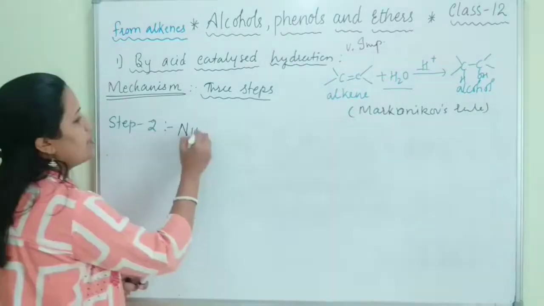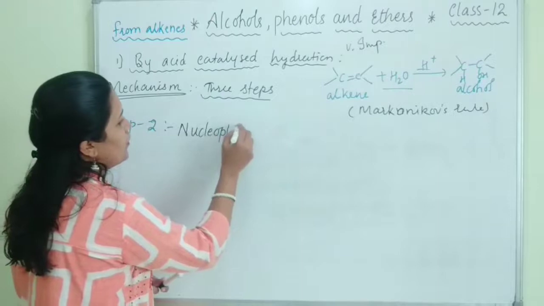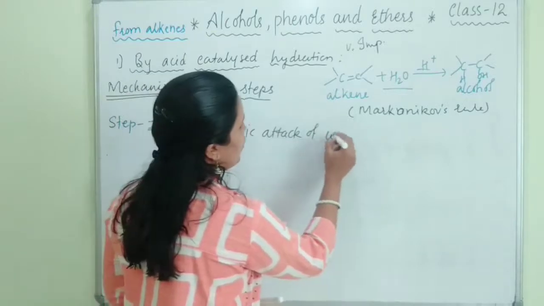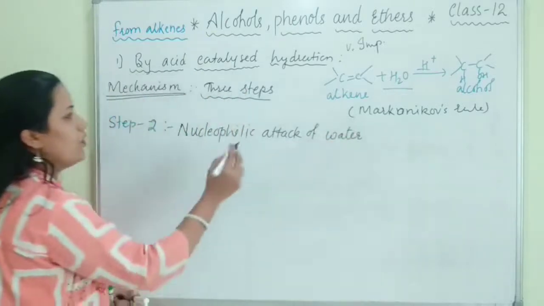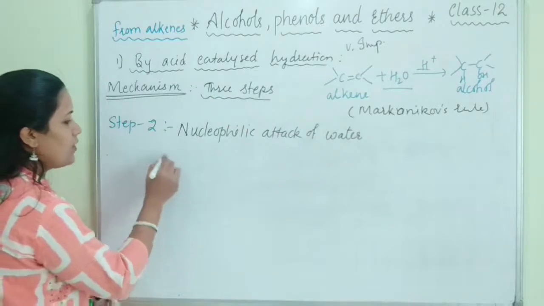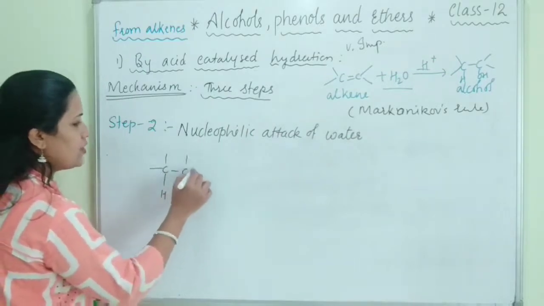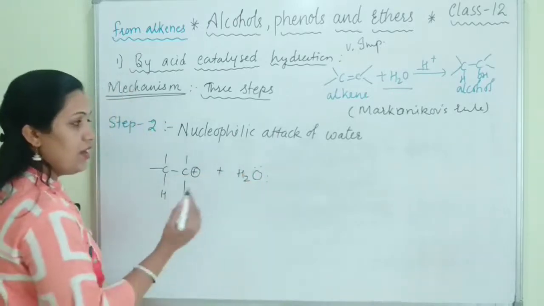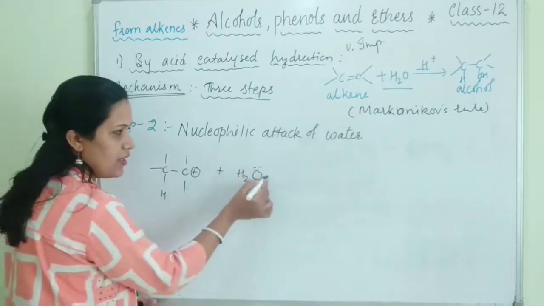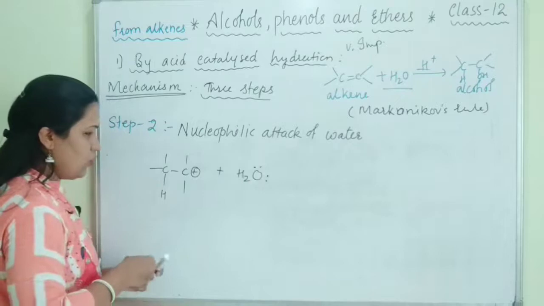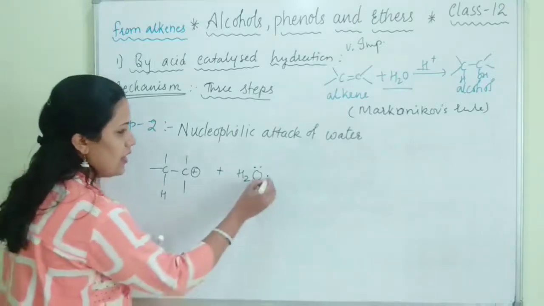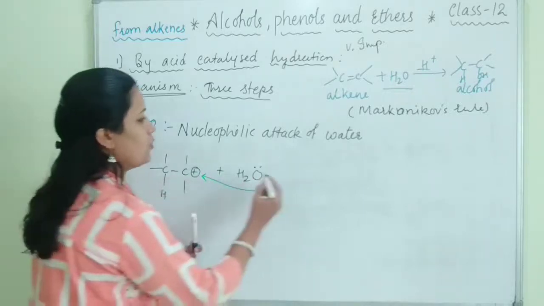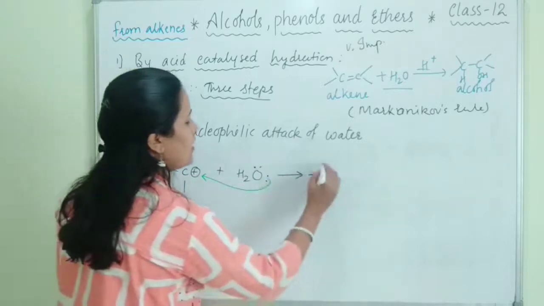Okay, now let's see. In the next step there is a nucleophilic attack of water. In the nucleophilic attack of water, how can we study? See, in the previous step we got this carbocation, and we have water also. I am writing the water formula in this way to see its electron pairs properly. Now what will happen? This water will donate its electron pair to carbon, because carbon is electron deficient, and as soon as it donates its electron pair to carbon, it becomes like this one.